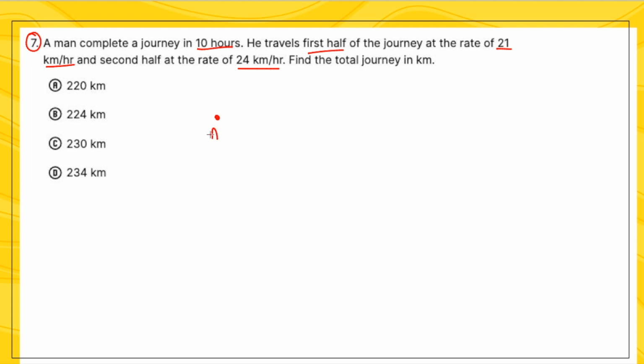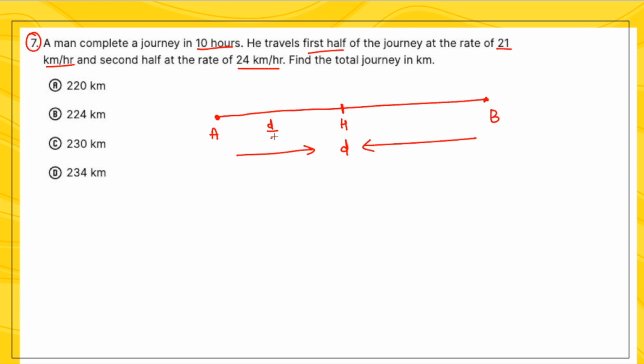Let's say that a person has to go from some point A to some point B. Let's say that the total distance from point A to point B is small d. Now the person travels half of the journey. Let's say this is the half point, and let's call it point H. So the distance for this much will be how much? D by 2. So he is traveling D by 2 distance with a speed of 21 km per hour. In the second half, which is again D by 2, he is traveling at 24 km per hour.